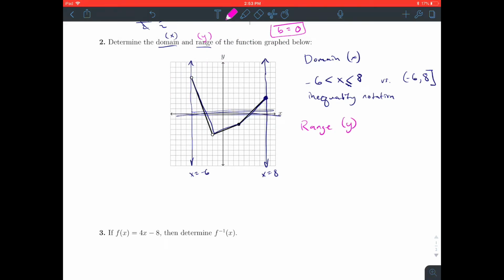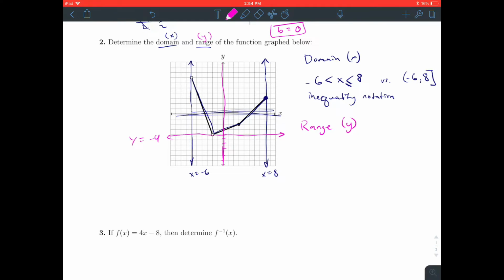Range is the exact same thing, but in the y direction. So we want to find the lowest y value. The lowest y value that we have is going to be right here. And that's negative 1, negative 2, negative 3, negative 4. So this is y equals negative 4.